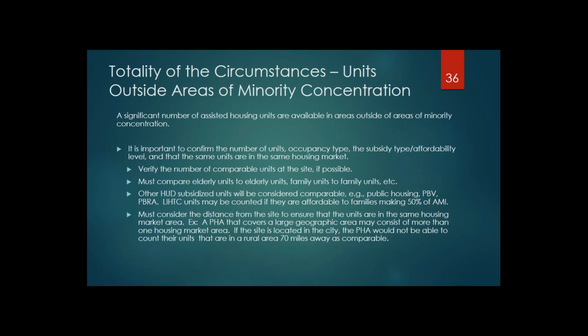Again, when you're looking at these projects, some projects will have maybe 100 affordable units, but half of them will be available to families at 50% AMI, and half of them will be available to families at 60% AMI. So you'll need to determine how many units are affordable at what levels, and only count the units that are affordable at 50% of area median income or less.